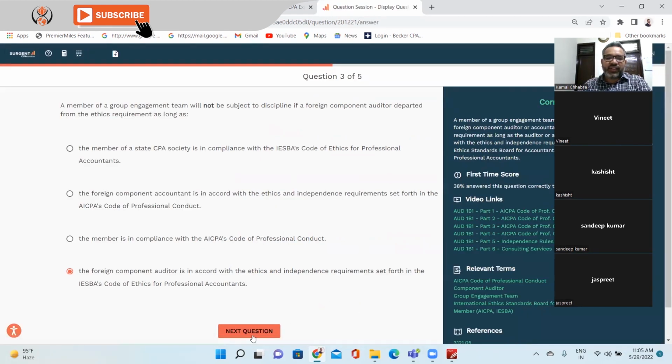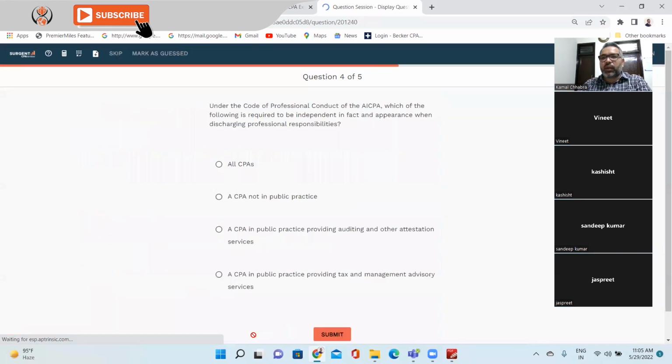That's right. As for a foreign auditor, it's not mandatory to adhere to all of the AICPA code of conduct, as long as they are adhering to the IESBA code of conduct, right? Sir, what is IESBA, sir? Like an international body similar to AICPA.